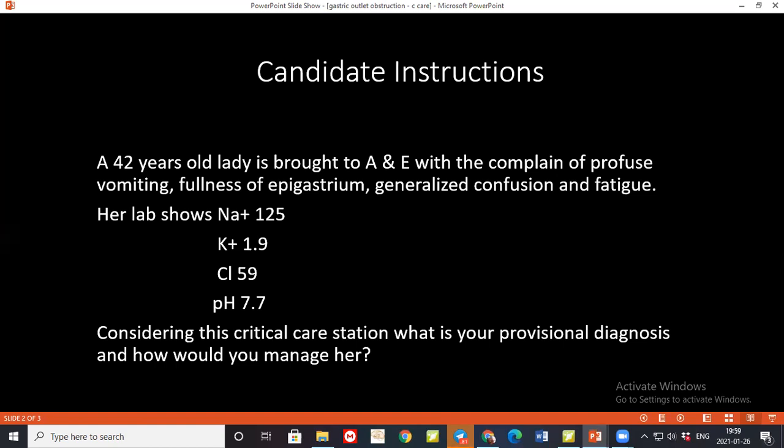Along with that, afterward, I'll take a detailed history and examination, and take a look at the input-output charting and all the labs that have been done before. And afterwards, I'll do the nasogastric decompression, passing the NG tube, and the catheterization, and I'll monitor the output from both.